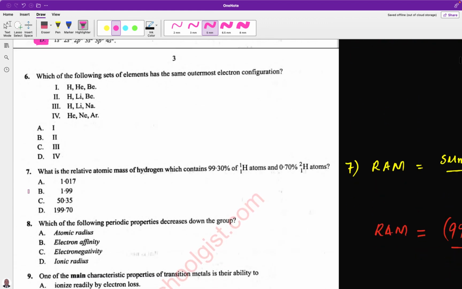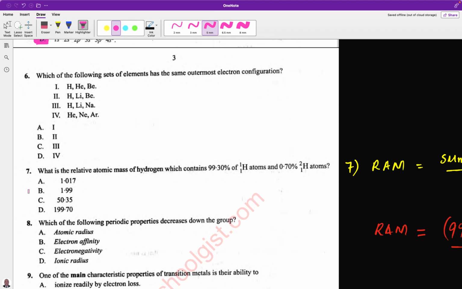Question number 6. Which of the following sets of elements has the same outermost electron configuration? Outermost configuration, that is the number of electrons in the outermost shell. Okay, we have helium. Hydrogen is just 1. Helium is 2, so that is wrong.